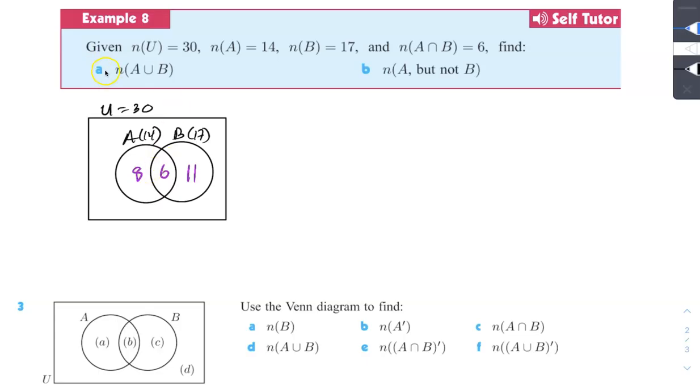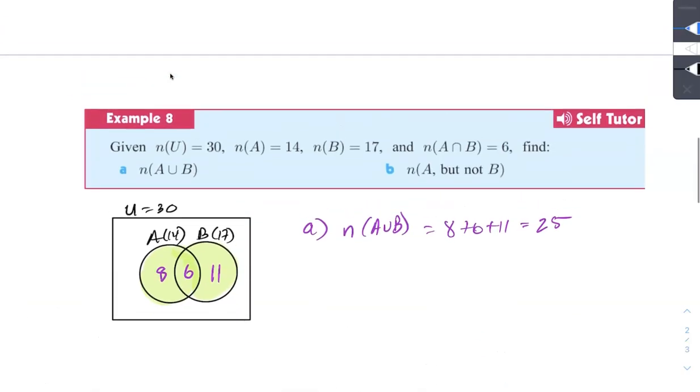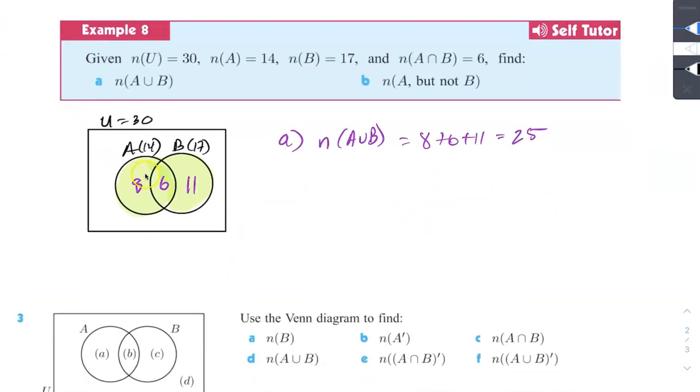And then look at question A. What is the number in A union B? So I want to figure out the number in A union B. Remember, A union B is just A and B all together. So I'm going to add all those up. So it'd be 8 plus 6 plus 11. So 17 plus 8 is 25. So that's what's in A union B.